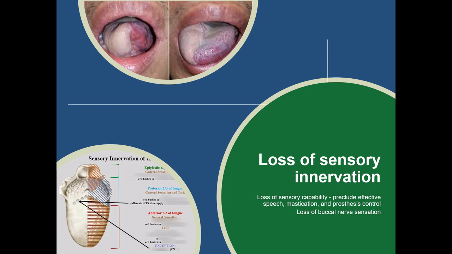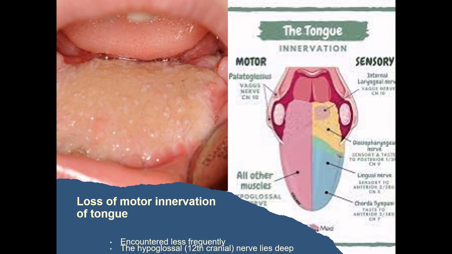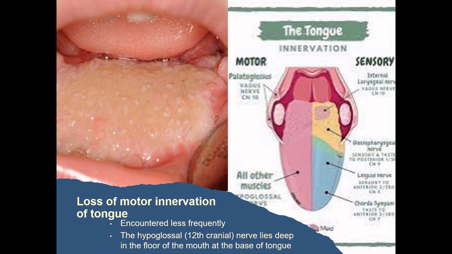The loss of motor innervation of the tongue is encountered less frequently than sensory innervation because the hypoglossal, or the 12th cranial nerve, lies deep in the floor of the mouth at the base of the tongue, and it is less frequently involved in floor of the mouth or mandibulectomy resection. And we know that the hypoglossal nerve provides motor innervation to all of the intrinsic and extrinsic muscles of the tongue except for the palatoglossus muscle, which is innervated by the vagus, or the 10th cranial nerve.